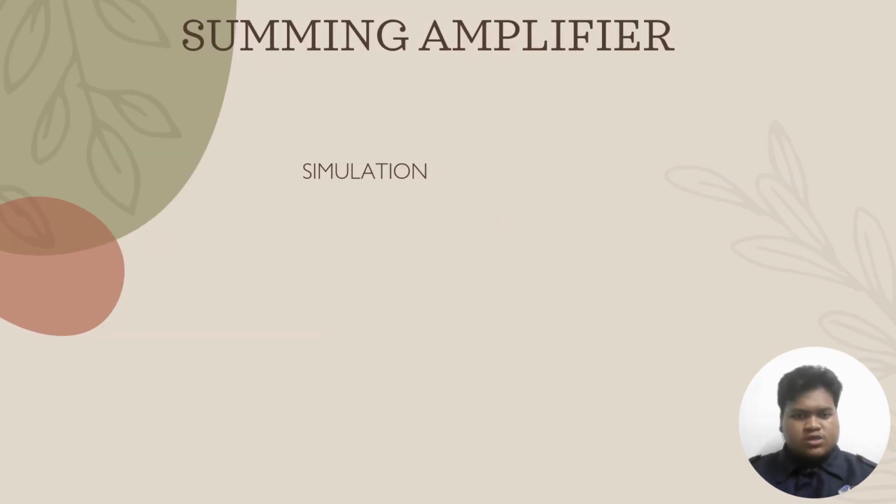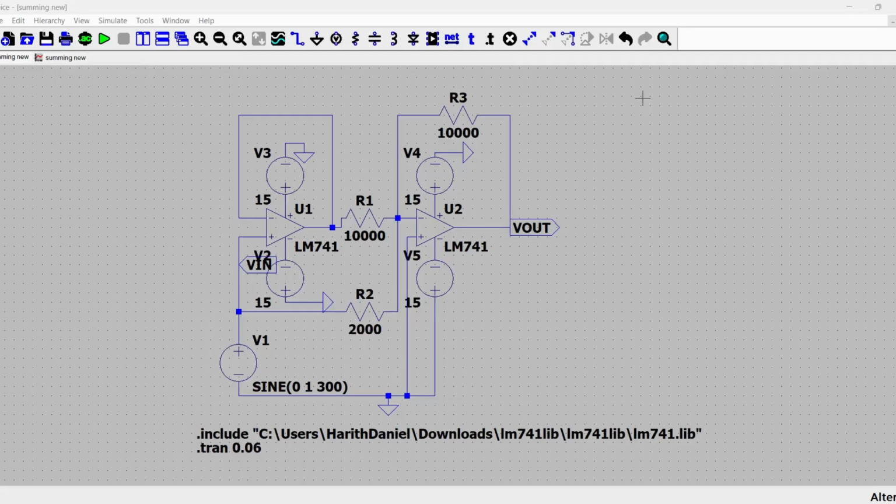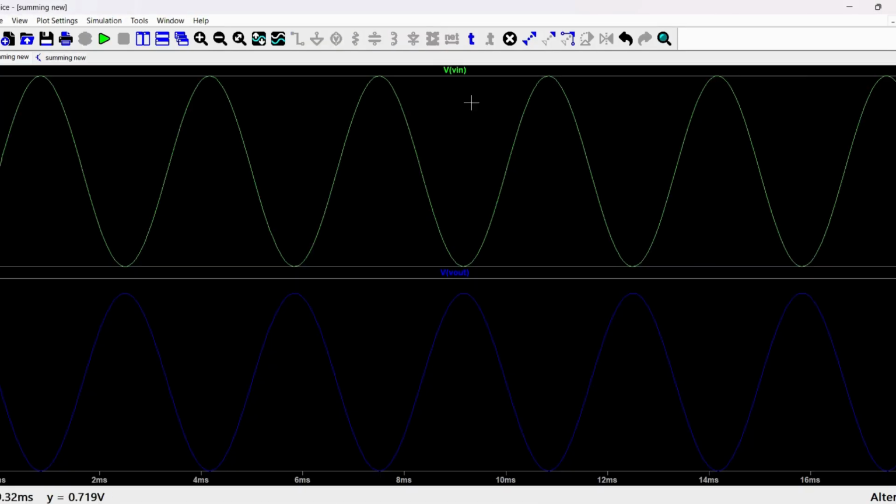So next we will proceed with the summing amplifier simulation. This is the summing amplifier circuit that combines two inputs, producing a single output. The first input is from the U1 and the second input is from the Vin of 1 Vp with 300 Hz frequency. When I simulated the circuit, I found the waveform is inverted with respect to the input.